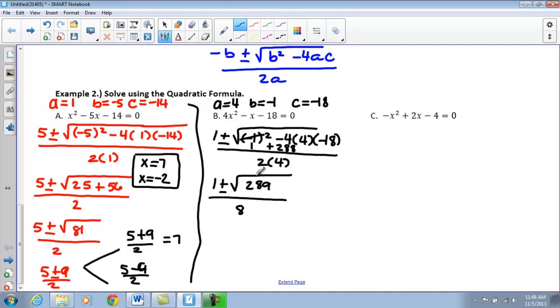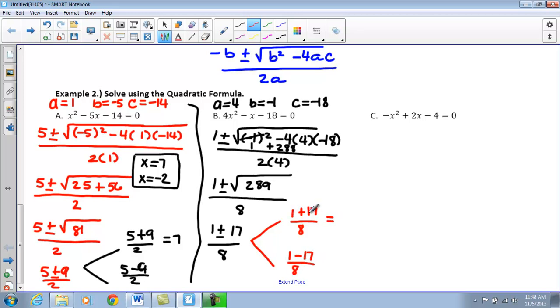So now 289 is a perfect square, so if I take the square root, I get 1 plus or minus 17 over 8. So remember, we do have to split these into those two separate solutions. So I have 1 plus 17 divided by 8 and 1 minus 17 divided by 8.